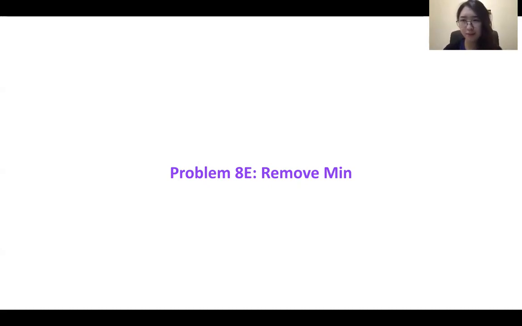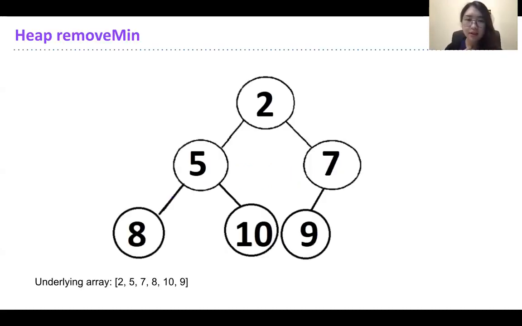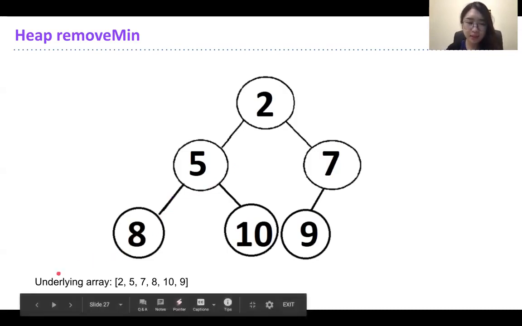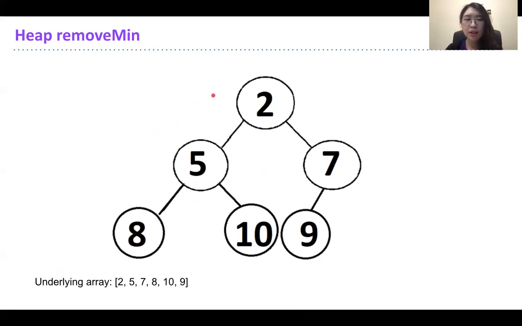To work on the removeMin problem. So this is our heap. And please pay attention to this underlying array as well, because this is actually how code will be handling removeMin. So let's say we call removeMin on this given heap. What would happen?